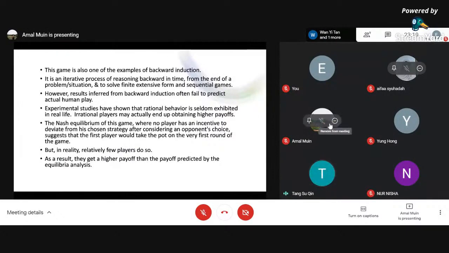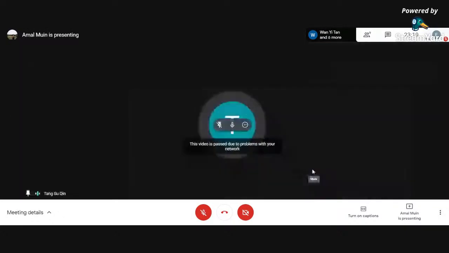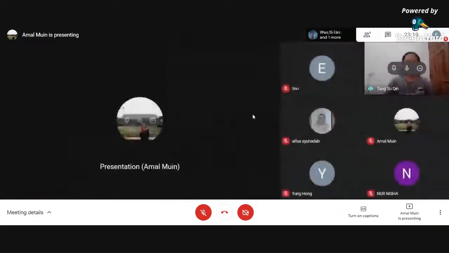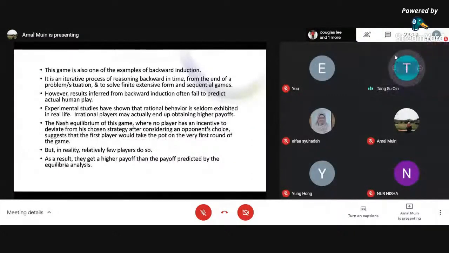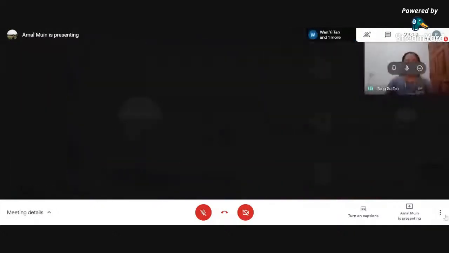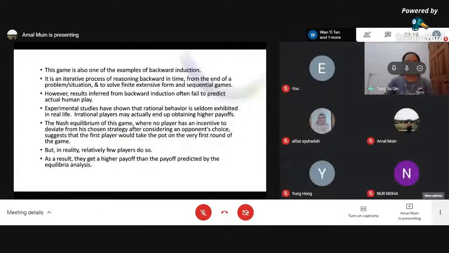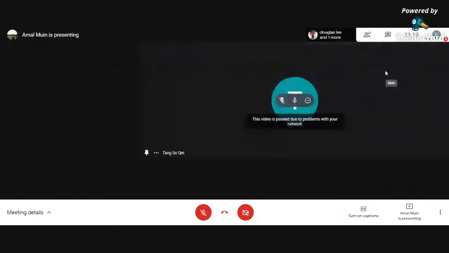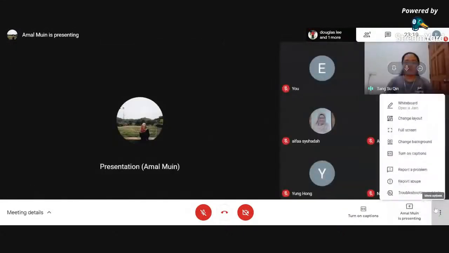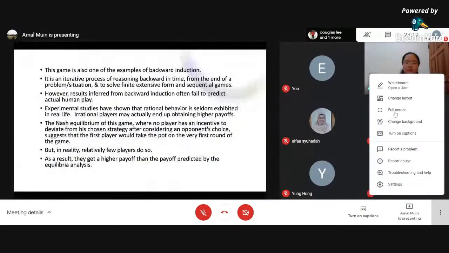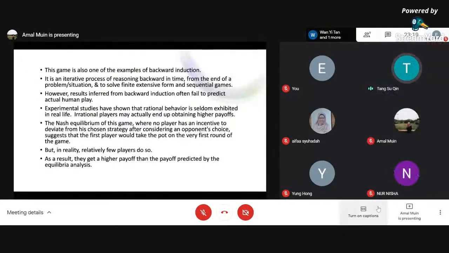This game is also one of reasoning backward in time from the end of a problem, to solve finite extensive form and sequential games. However, results inferred from backward induction often fail to predict actual human play. Experimental studies have shown that rational behavior is seldom exhibited in real life. Irrational players may actually end up obtaining higher payouts.